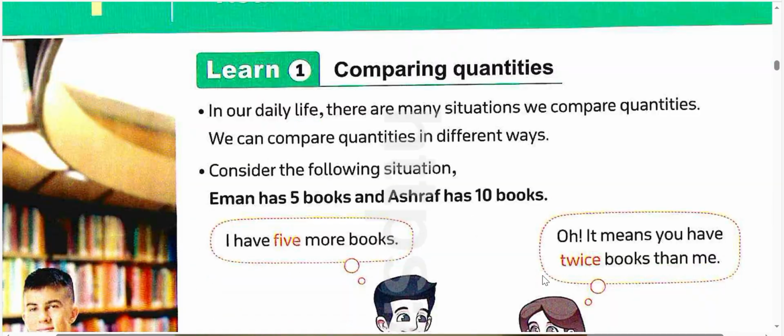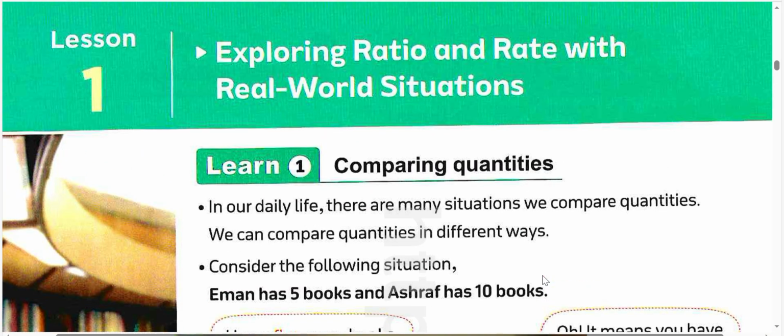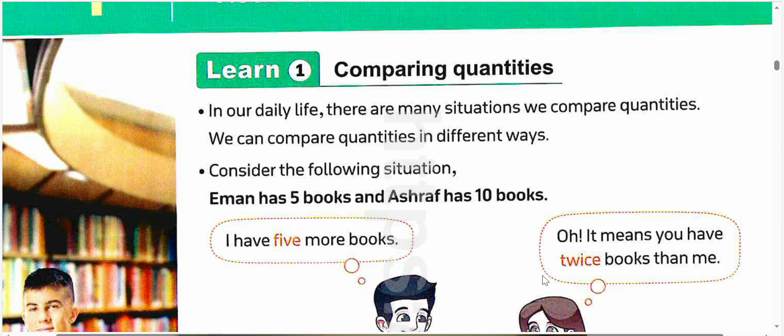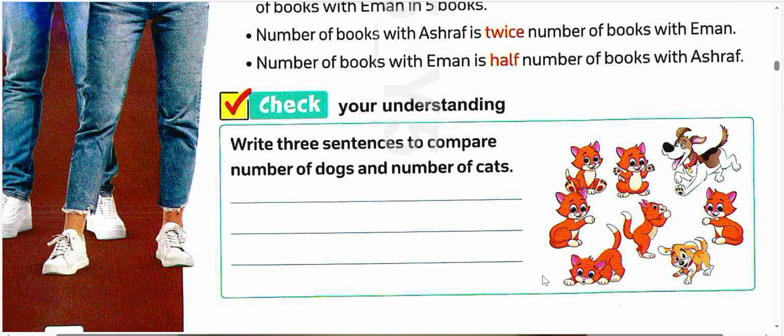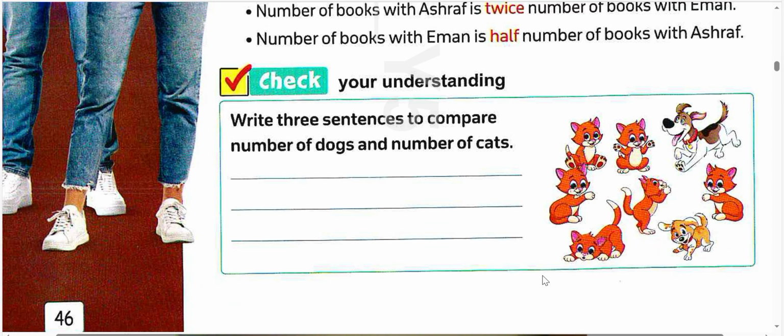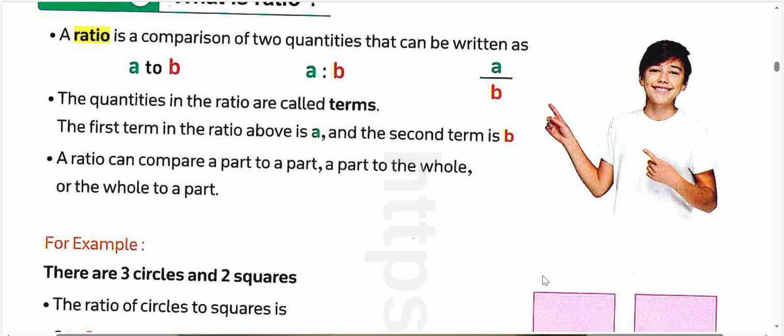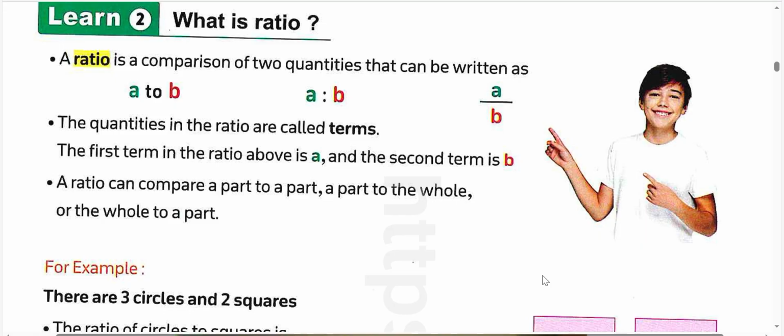Look at with me, open the book, exploring ratio and ratio with real world situations. Comparing quantities first. We can compare quantities like the number of cats and the number of dogs, and write the ratio in the simplest form. Ratio definition: a comparison of two quantities that can be written as A over B or A to B. Write this word: quantities in the ratio are called terms.